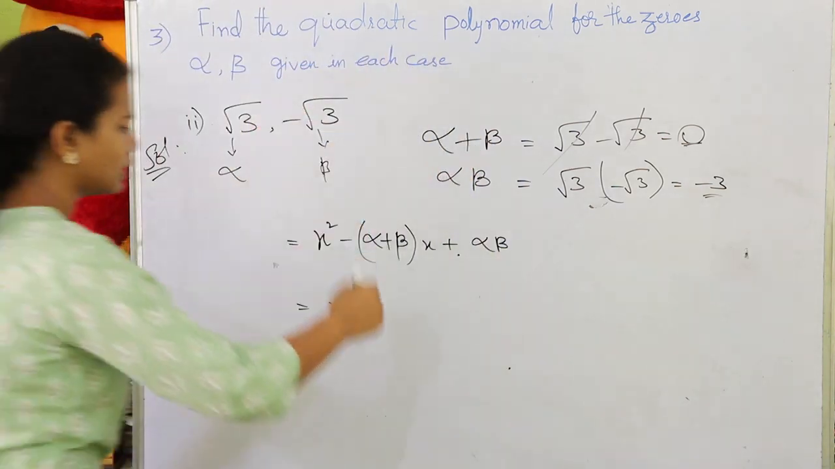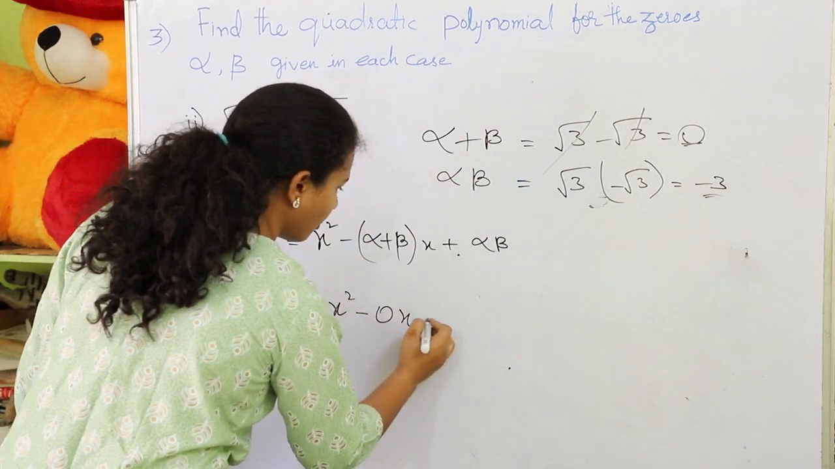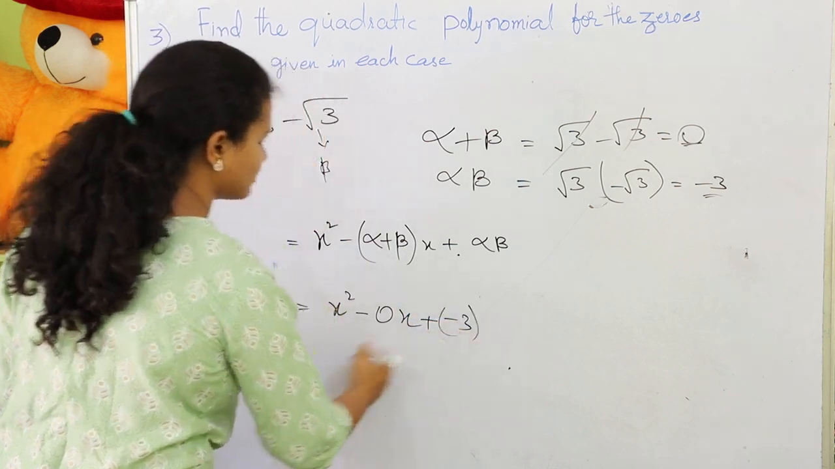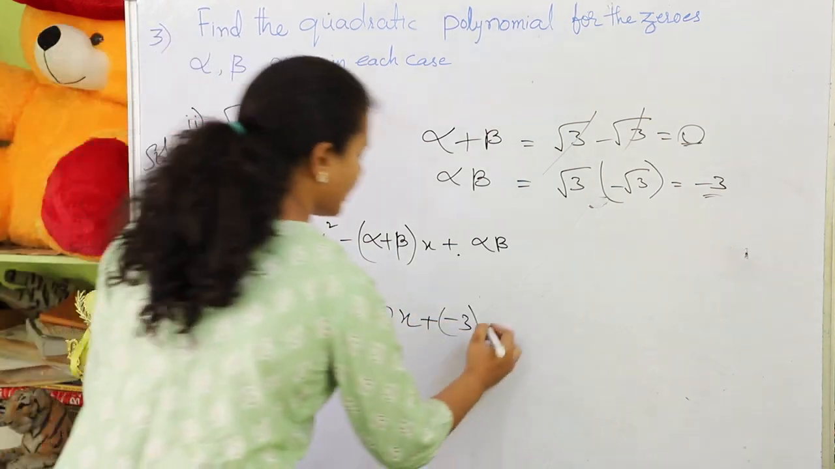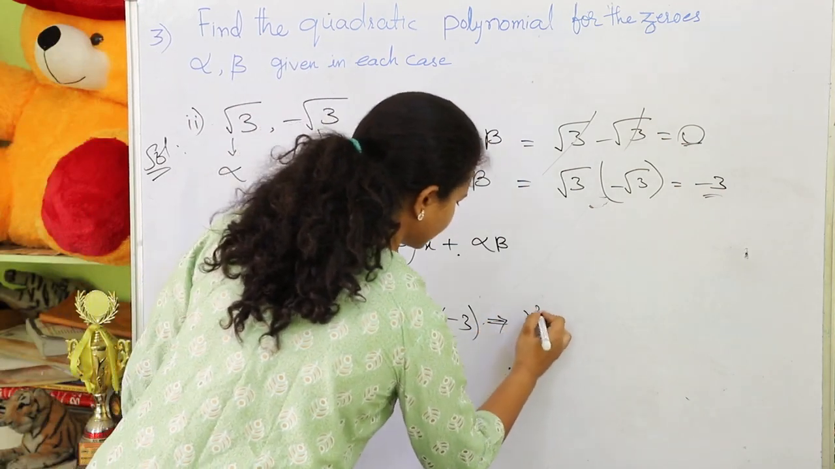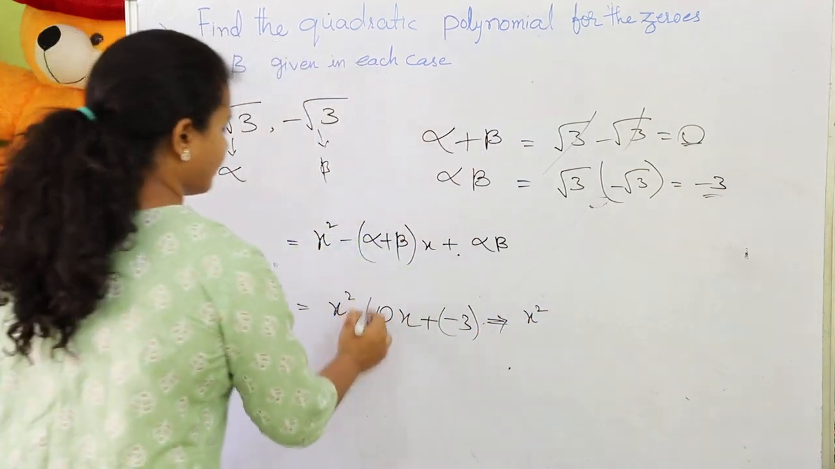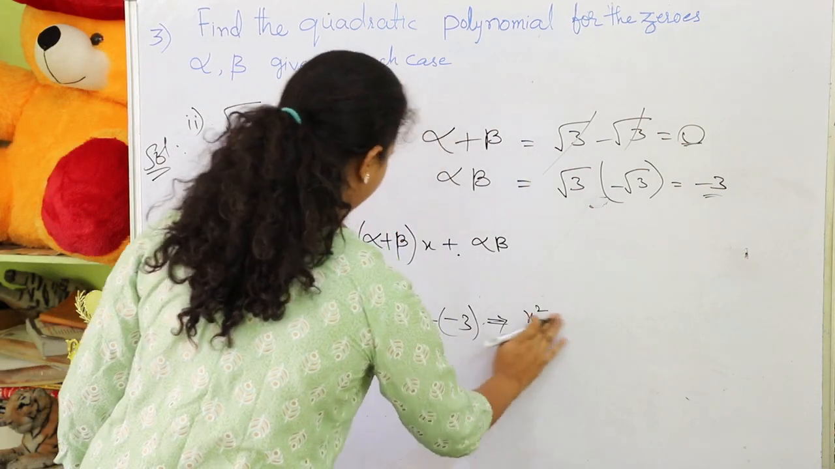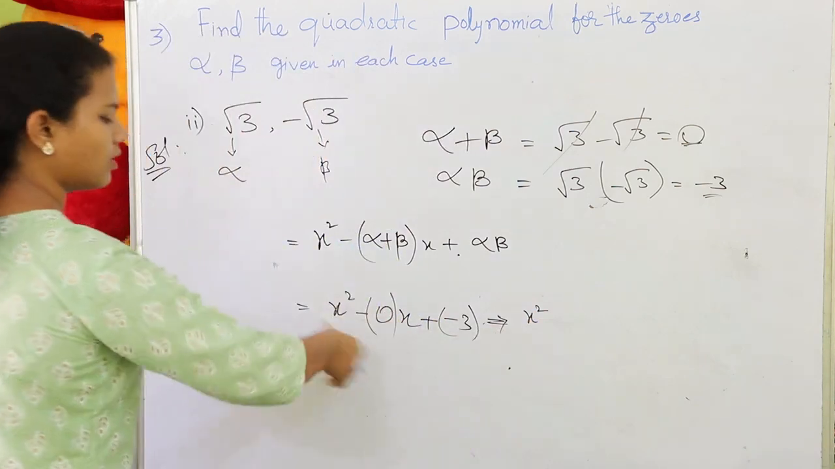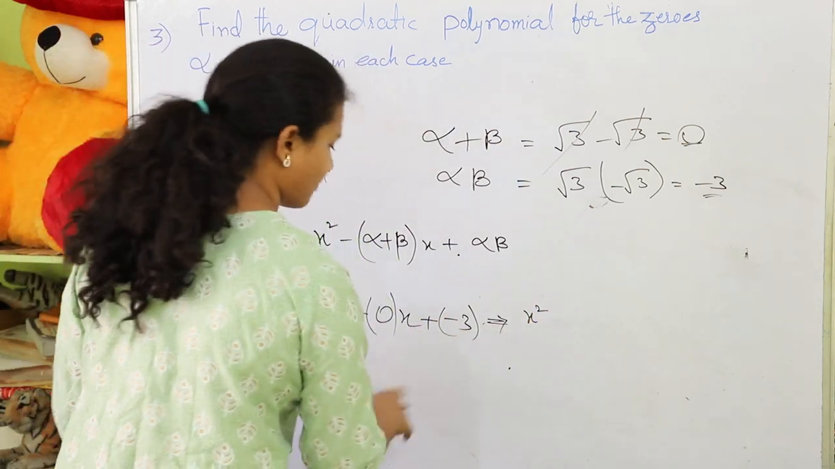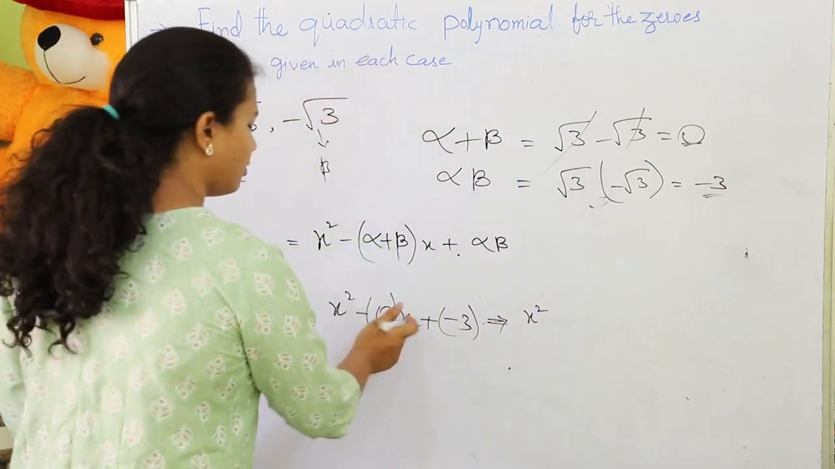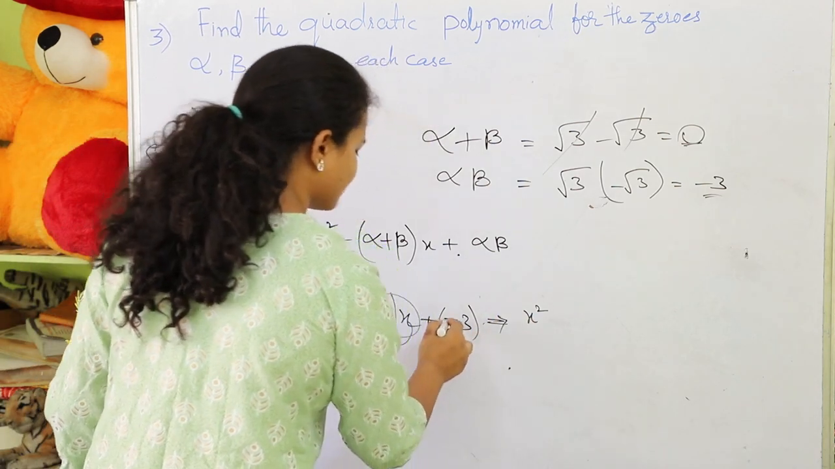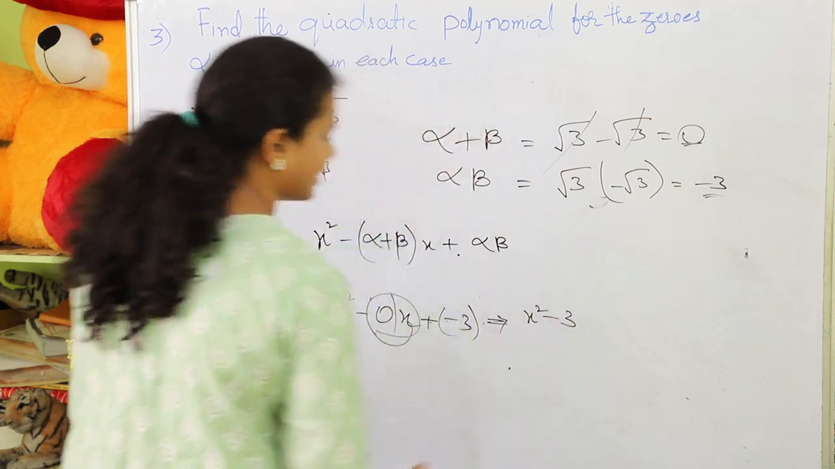So alpha plus beta value is 0, means 0x, plus, here you have minus 3 as it is. Plus into minus is minus. So x square as it is, and anything multiplied with 0 is always 0. So let us remove this value, x into 0 is 0. You remove the middle value, so it will be eliminated over here. Now plus into minus is minus, so minus 3. X square minus 3 will be the answer.